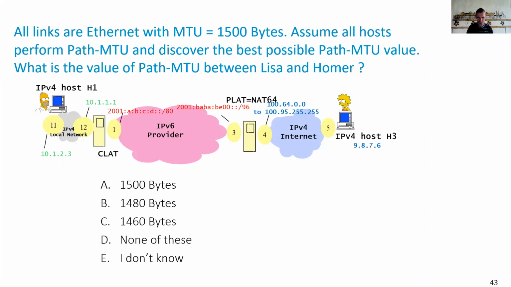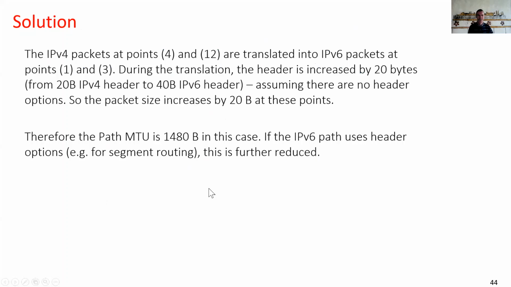I close in a few seconds. The majority says A, but this is incorrect. The correct answer is probably B. Why is that? Well, the IPv4 packets must have a maximum size, okay? But those packets will be translated into IPv6 packets in the intermediate points.